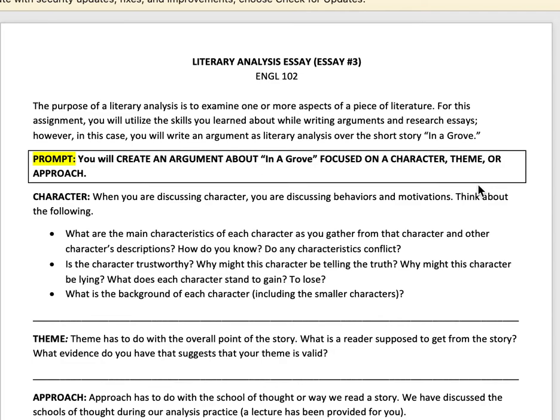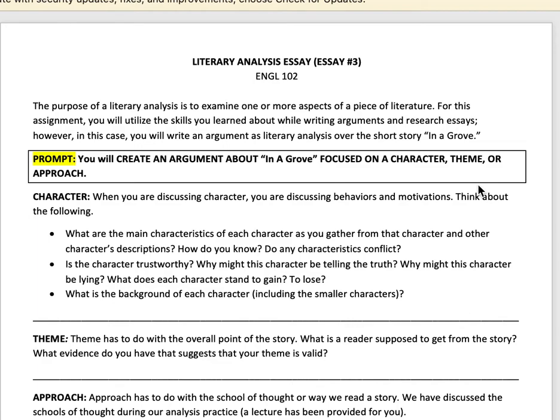Now, an argument in this case is the same as literary analysis. If you are analyzing a piece of literature and you're saying that the theme in Harry Potter is that friendship can survive anything, or friendship is what makes you strongest, that is a theme, and that is an argument, and that is your literary analysis. So don't get frightened off by the word argument in this case.